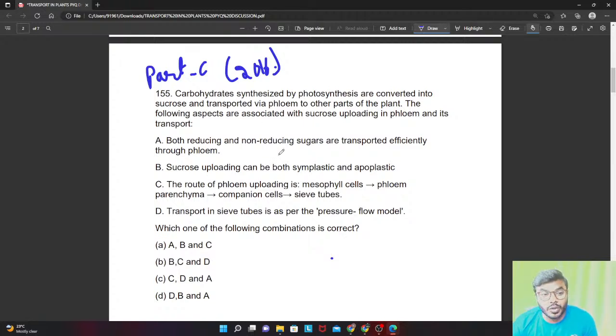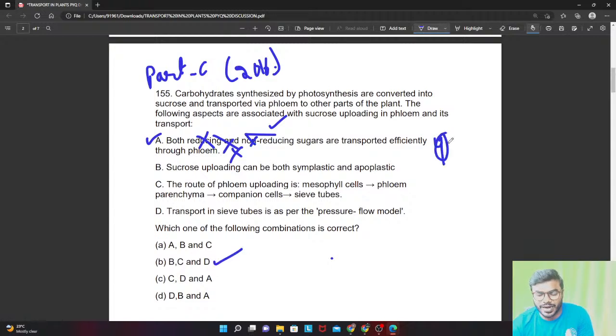Friends, such a simple question it is. Correct na? Archana, look into the question correctly. What is the option? It says that both reducing and non-reducing sugars are transported efficiently through the phloem. This statement is wrong, right? We have studied this multiple times. Sucrose is the non-reducing sugar most efficiently transported through the phloem. But they said that both reducing and non-reducing sugars can be transported. Obviously, it is a wrong statement. Hence, you can easily come to the conclusion.